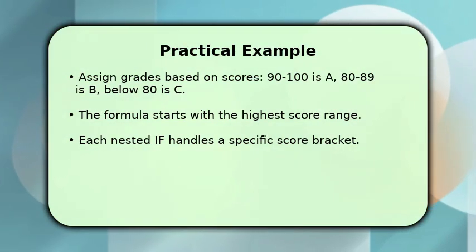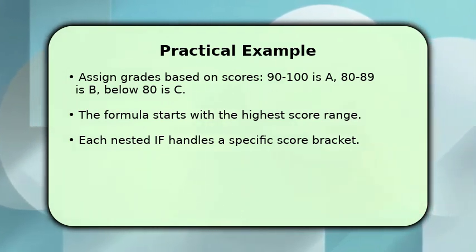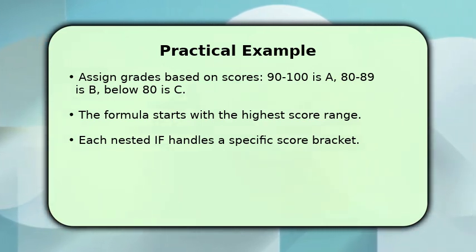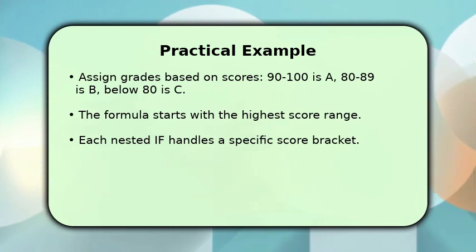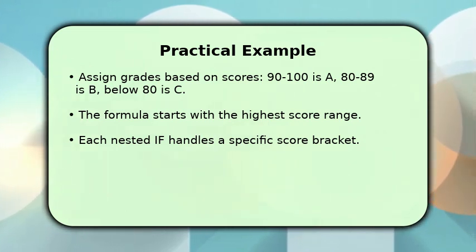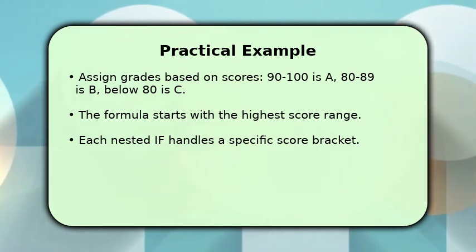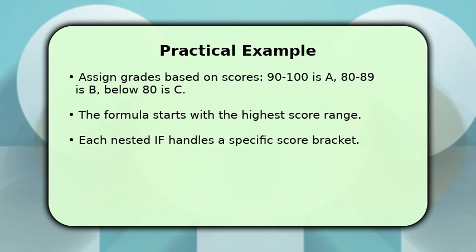Let's consider a practical example, assigning grades. If a score is greater than or equal to 90, it's an A. If not, we then check if it's greater than or equal to 80 for a B. Otherwise, it's a C. This demonstrates how each nested IF handles a specific range, making the logic clear and efficient. You're essentially asking a series of if this, then that, otherwise if this other thing, then that questions until you get to a final answer.